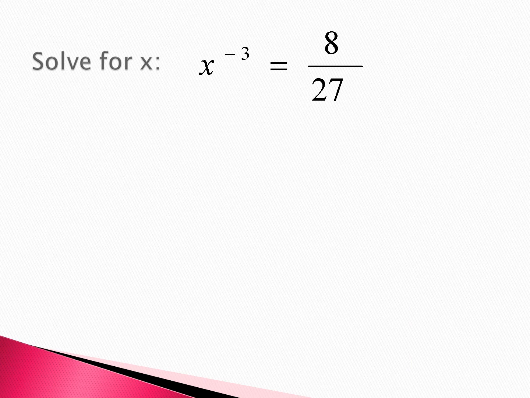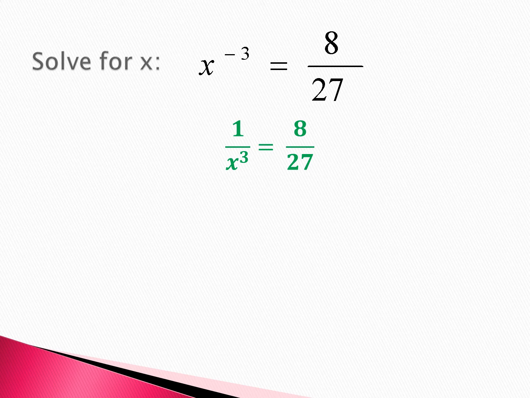Ooh, this one's good too. This one is awesome. So I've got x to the negative 3 equals 8 over 27. Now you want to make sure that you really pay close attention to this, because this is a really cool problem, okay? So you have x to the negative 3. Well, can't have negative exponents on a variable, so you convert that to be 1 over x cubed.